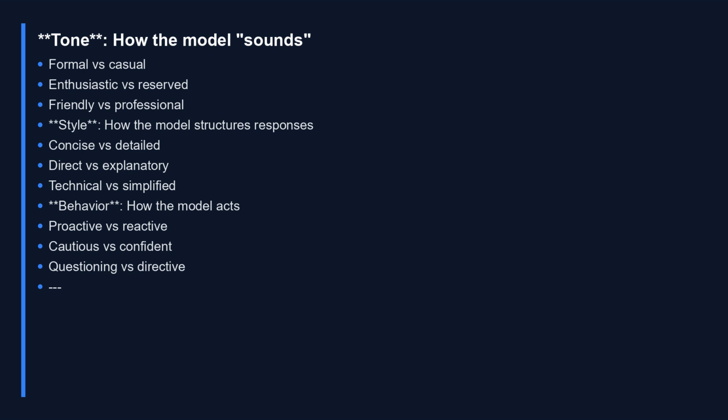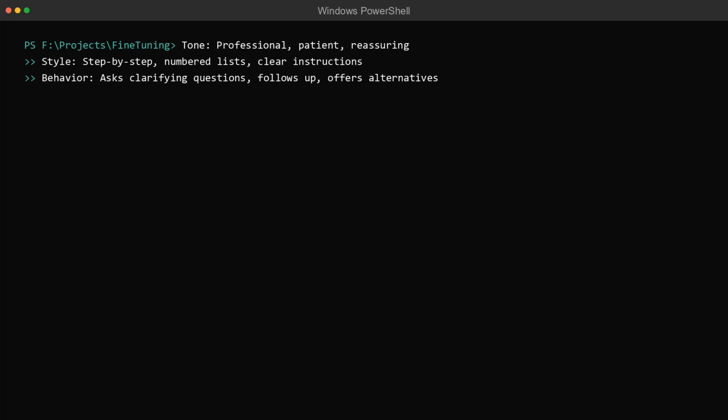All three dimensions need to be consistent across your training data, or the model learns a confused, blended personality instead of a coherent one. Here's the first of three example personas. This one defines a professional, patient, and reassuring tone, the kind of voice you'd want in a technical support assistant. The style leans on numbered steps and structured lists to keep guidance clear and scannable.